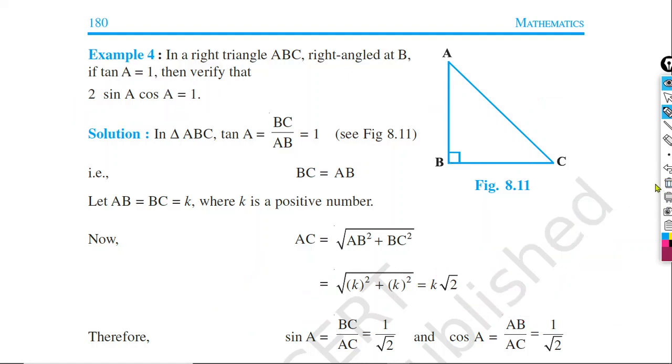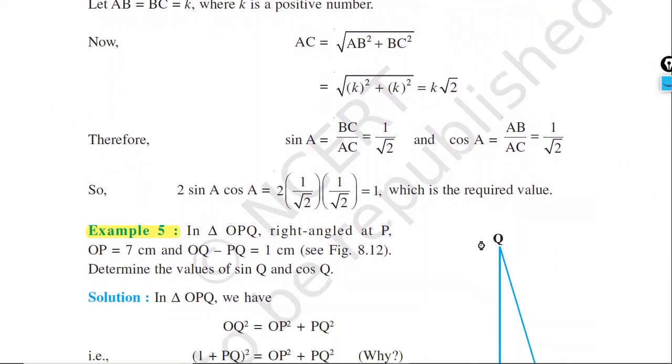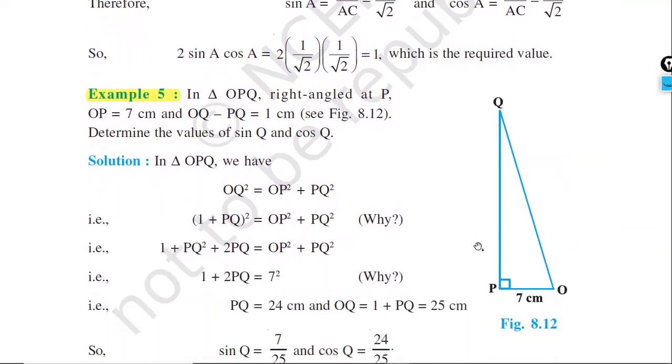In this way we can solve example 4. Any other example? One more example, we'll discuss it and we'll conclude.